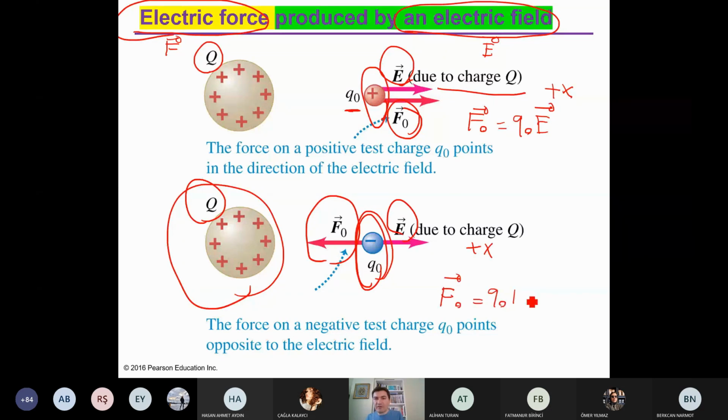Here we have positive charge of the test charge, but here we have negative charge of the test charge. Then the force here is opposite to the electric field. Do you have any question here? Then let me continue.